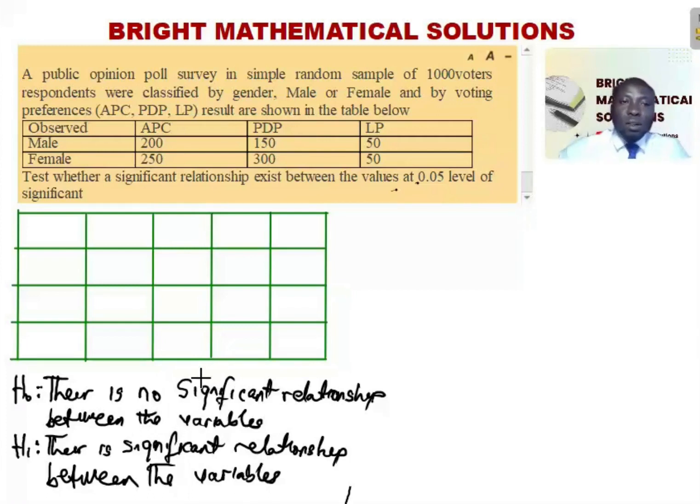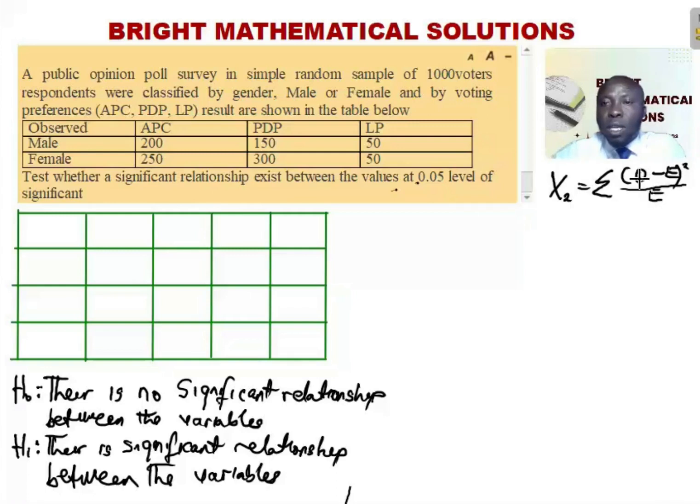Now, the next thing is let us input our data. Before I put my data, let me write the formula for chi-square, which is chi-square equals summation of O minus E, squared, all over E. O is the observed, and E is the expected. Let us come back to our table. The data we are given is what was observed. We must calculate the expected because the formula says observed minus expected. So now let us input our data.